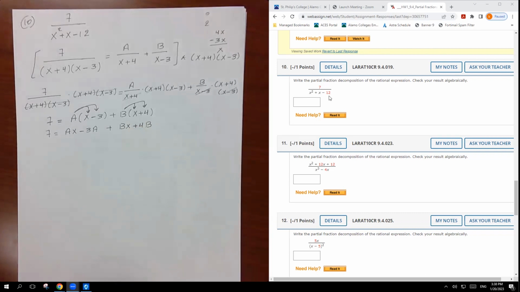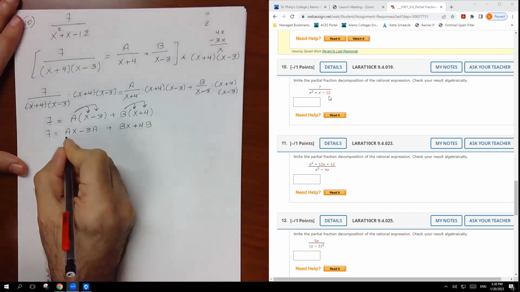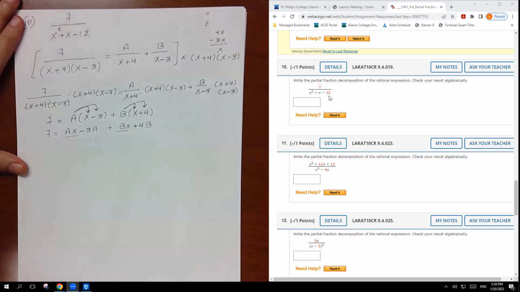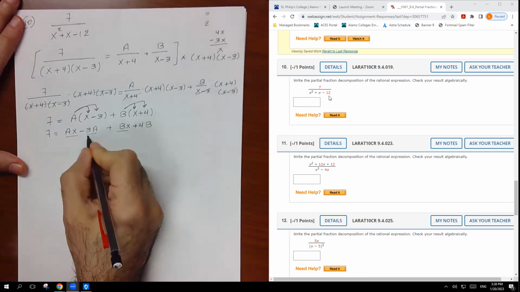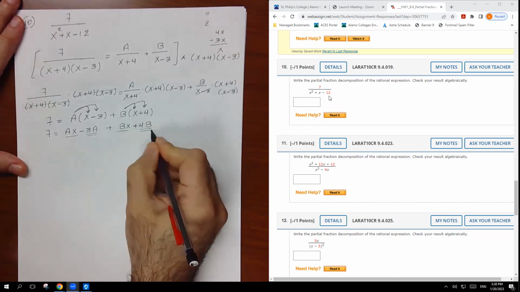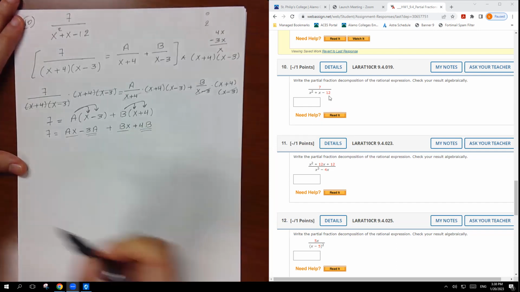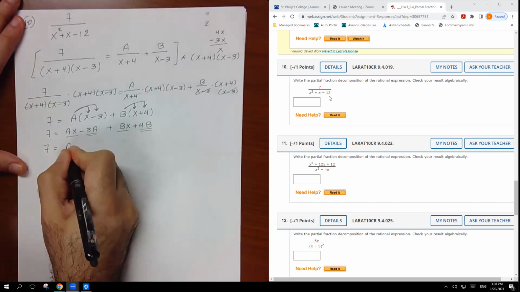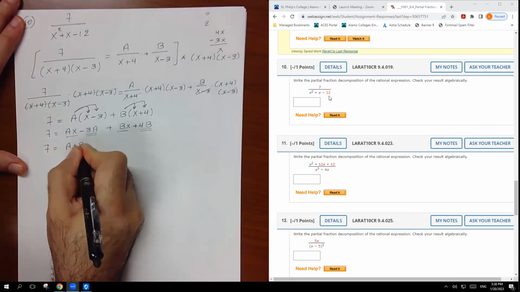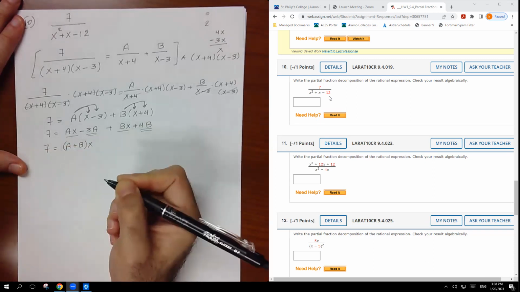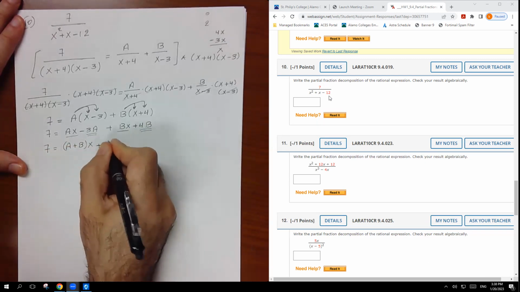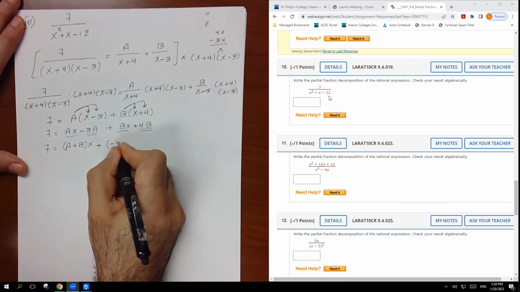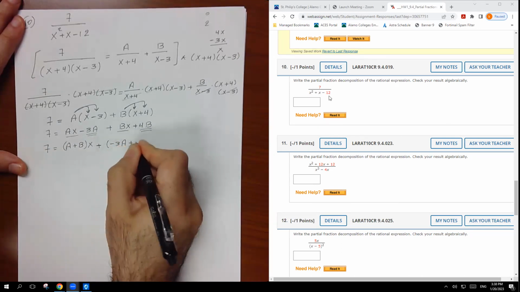Now, next step, we're going to group the like terms. Where are the like terms? So this one is similar to this one. So I'm going to group these together. And here's a constant, and here is a constant. So we're going to add these together. So 7 is going to be equal to a plus b, and here is the x, I'm going to say plus negative 3a plus 4b.